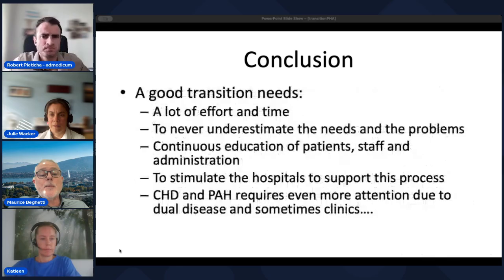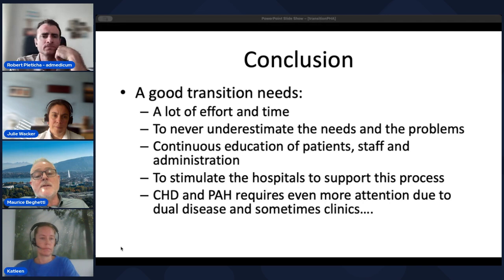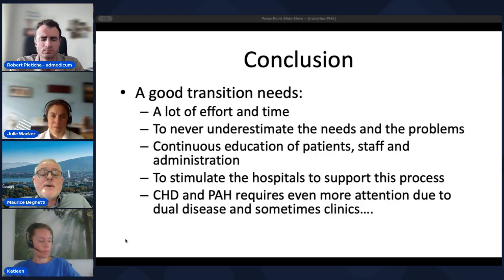I think that's probably the last one. So a good transition needs a lot of effort and time. Never underestimate the needs and the problems. You need to make continuous education of patient, staff, and administration, stimulate your hospital to do that, and CHD and PH require even more attention due to dual disease and sometimes dual clinics. And I'm ready to answer questions if there are any.